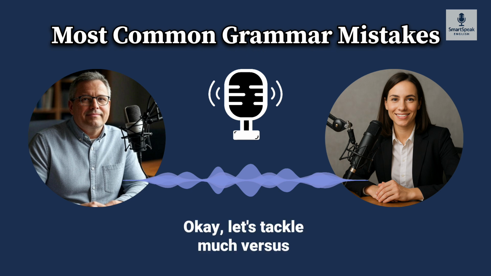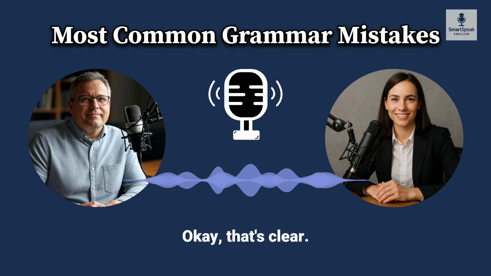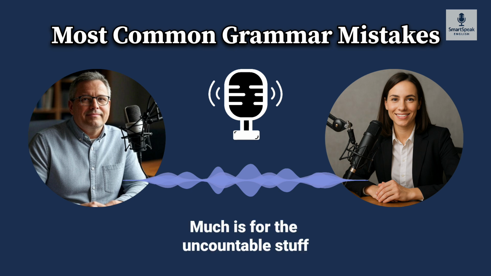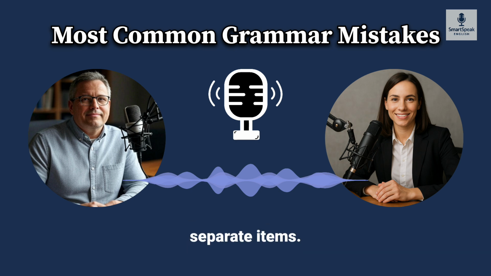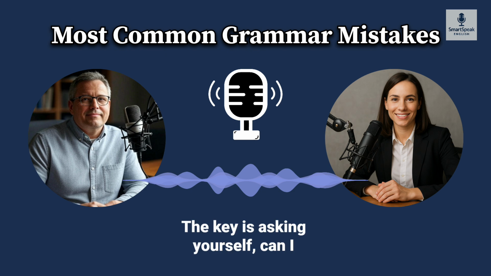Good tip. Okay, let's tackle much versus many. Always a bit tricky. When do we use which? So many is generally for nouns you can count, things that have individual units, like many books, many cars, many ideas. If you can easily imagine putting a number before it, one book, two books, then many is usually the word. Okay, that's clear. And much? Much is for the uncountable stuff. Things we don't usually count as separate items. Think much water, much traffic, much information. Like concepts or substances. Pretty much. The key is asking yourself, can I count these individually? If not, it's probably much. That's a helpful way to think about it.